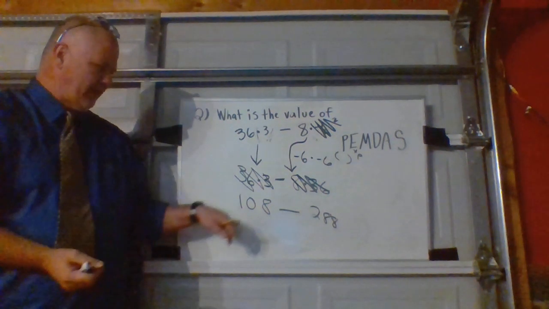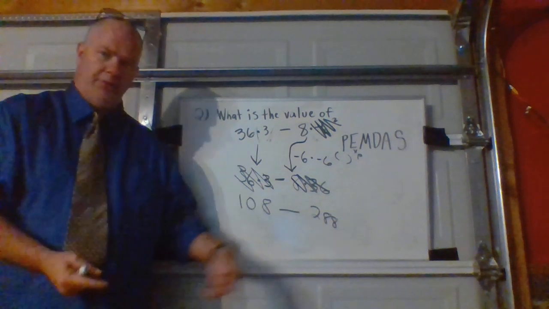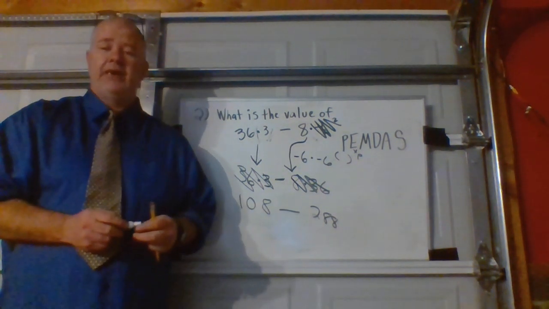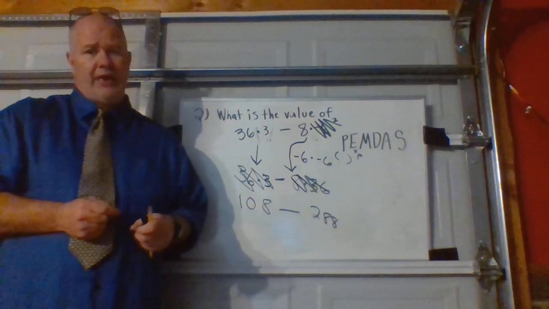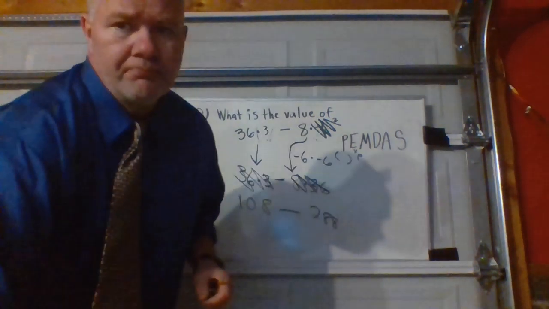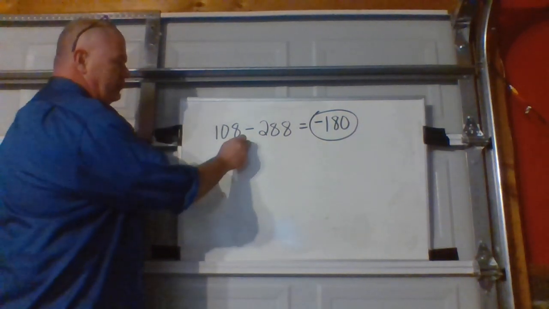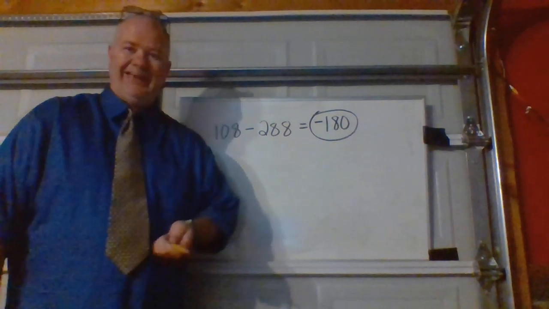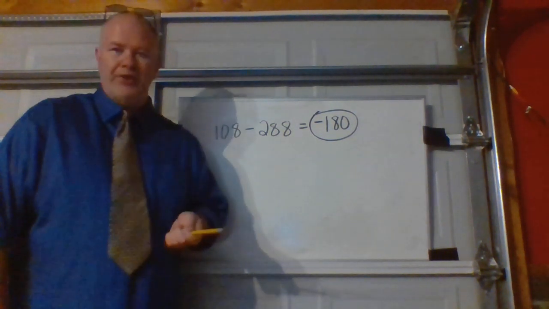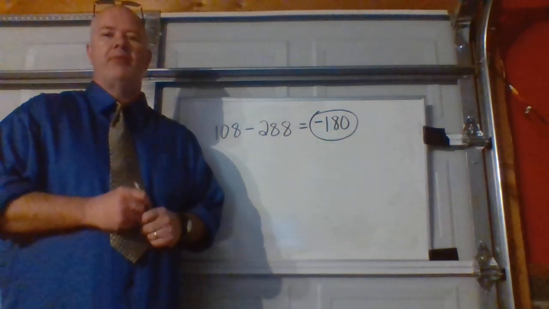If we take a look at this problem, we have a smaller number minus a bigger number. That tells us we should end up with a negative number for our final answer, and that is what's going to happen. Let's go ahead and finish this up. When we enter this into our calculator, 108 minus 288 equals negative 180, and that's absolutely correct. So this is the solution to problem number 2.